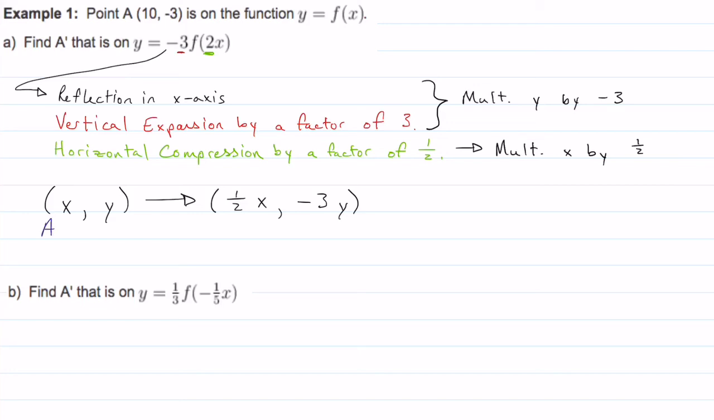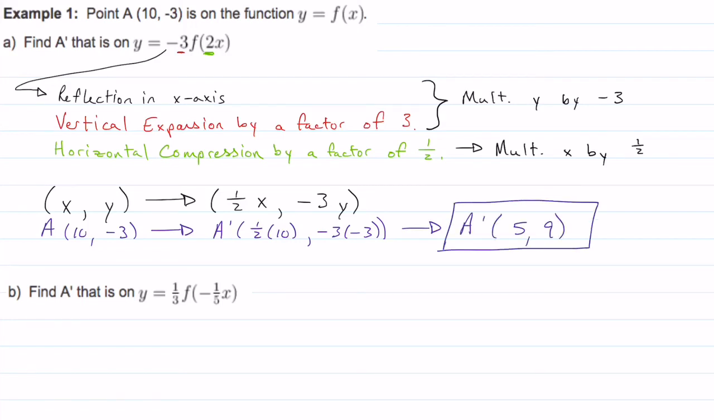Then to find my coordinates for A prime, all I have to do is substitute 10 in for x and negative 3 in for y. So I get A prime is a half times 10, comma, negative 3 times negative 3, and I get A prime. A half of 10 is 5, negative 3 times negative 3 is positive 9.